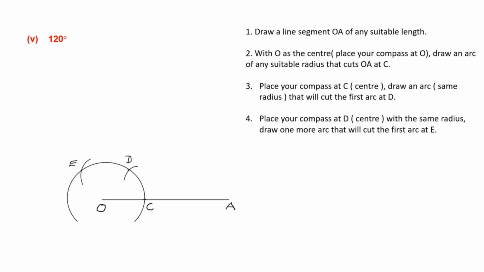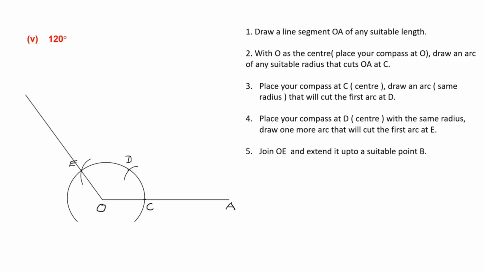So what did we do? We placed our compass at C and cut D. We placed it at D and cut E. Now let's go on. Next step, join OE. Now can you see this? Join OE from O to E, join it and then extend it up to a certain point.